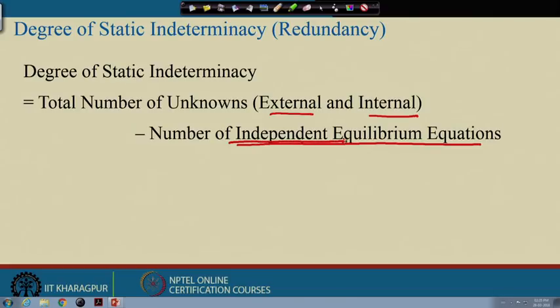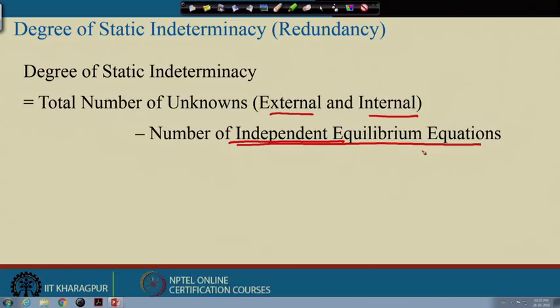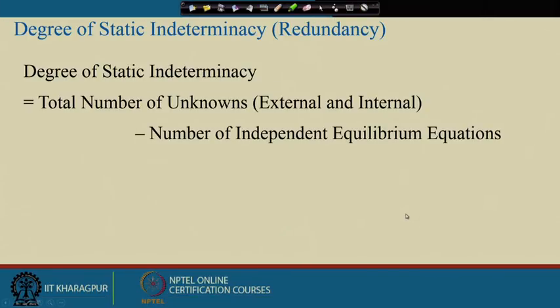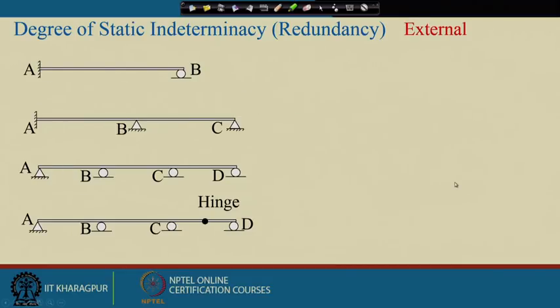In the third week you will have a brief review on matrix theory, and there it will be discussed what it means by independent equation. Okay. So, the number of equations should be independent, and then this is called degree of static indeterminacy. Let us see through some examples. For instance, there are some beams given here, and we have to find out the static indeterminacy of the structure.